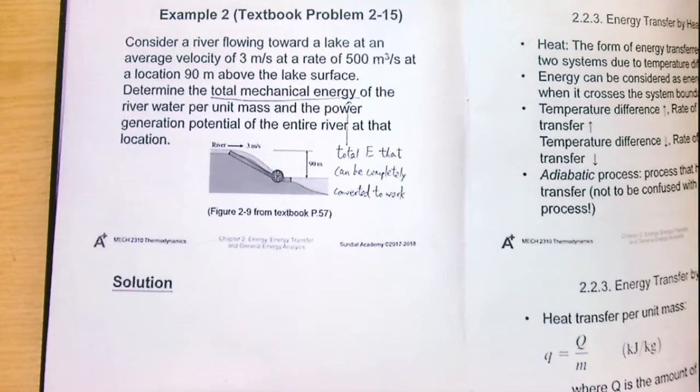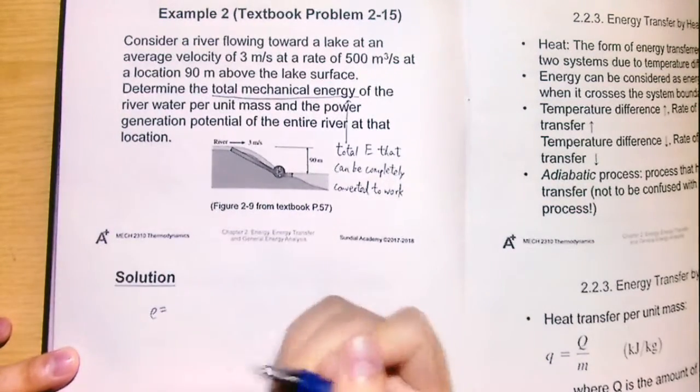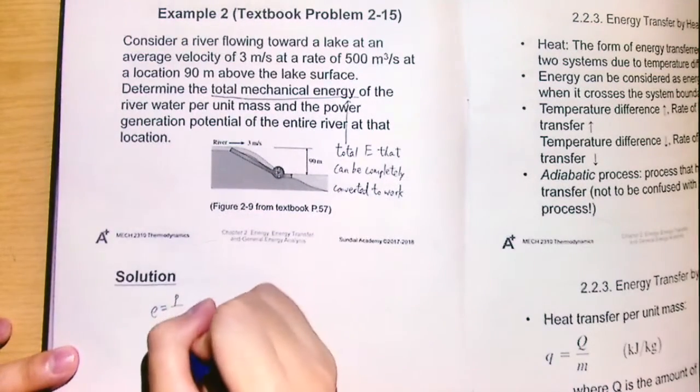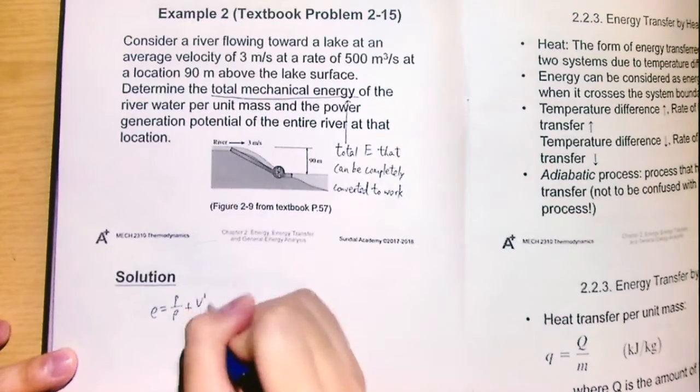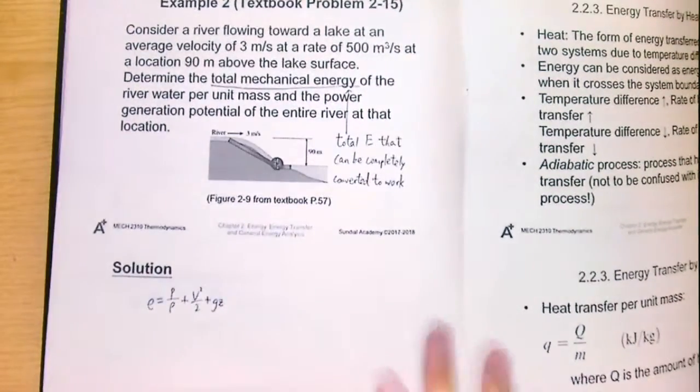So if we would like to find out this mechanical energy per unit mass, let me write something down. We write out the definition first. That will be equal to P divided by rho plus V squared divided by 2 plus g times z. However, this is not the whole picture.